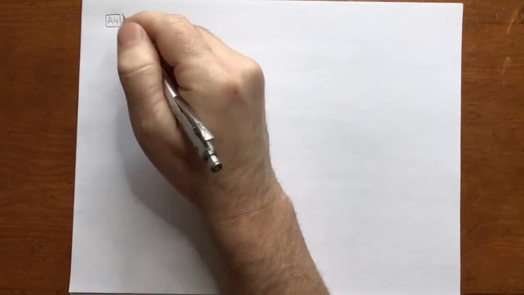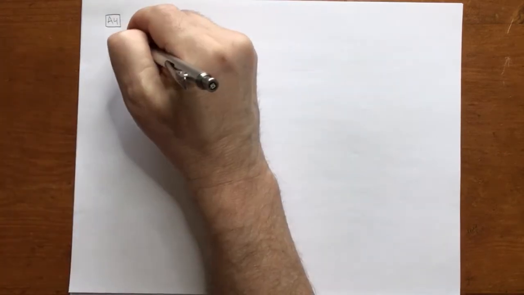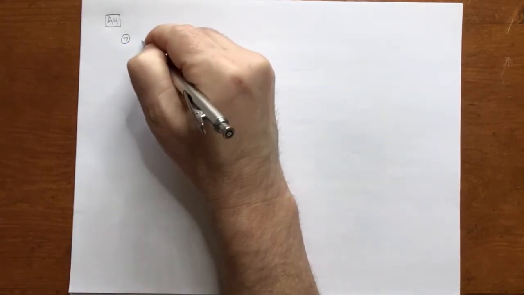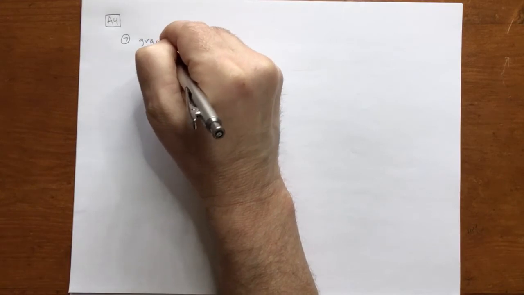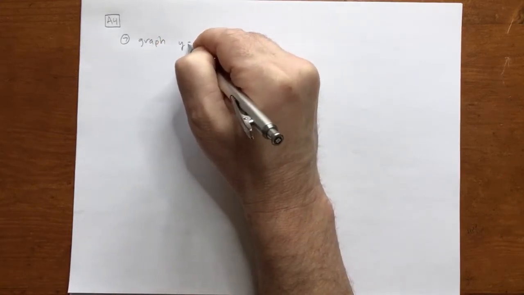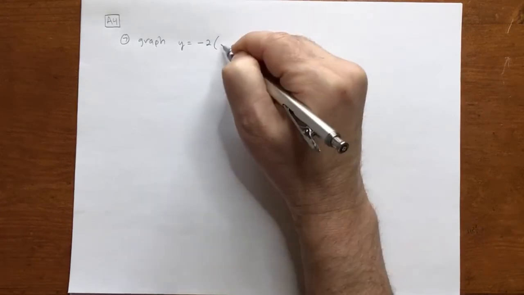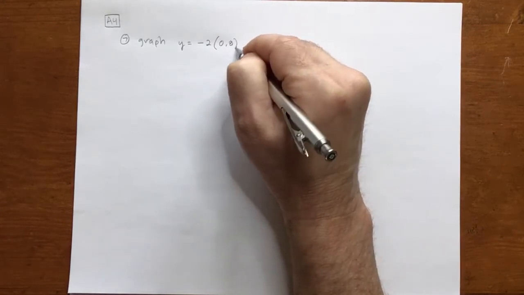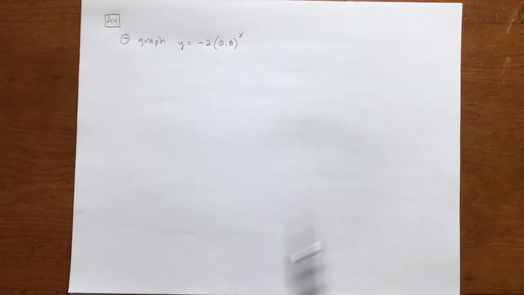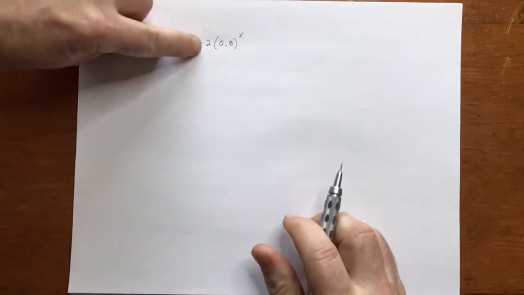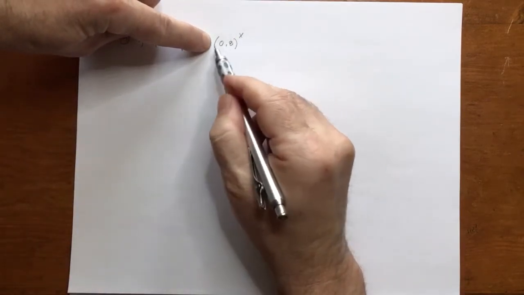There's one last concept I want to talk about, so I'm just going to make up a problem right now. I think this is example 7. What if I ask you to graph y equals negative 2 times 0.8 to the x? One thing I'd want you to clearly notice is that if we cover this part up, there's the exponential function.